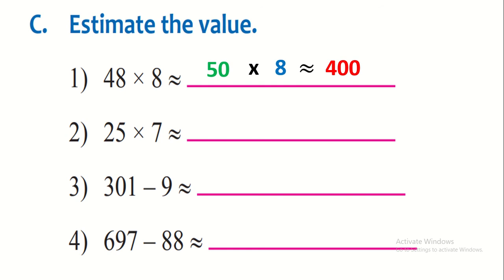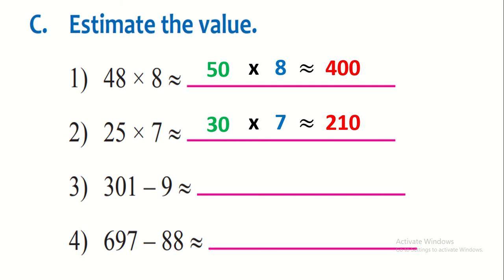Number 2. Number 2 is 25 times 7. Okay, here is 25. You round the number to the nearest 10, you get 30. Okay, 30 times 7, you have 210. Correct, students? Very good.